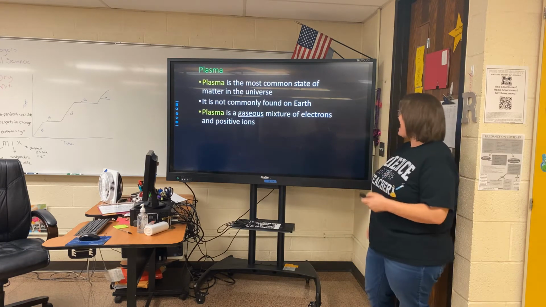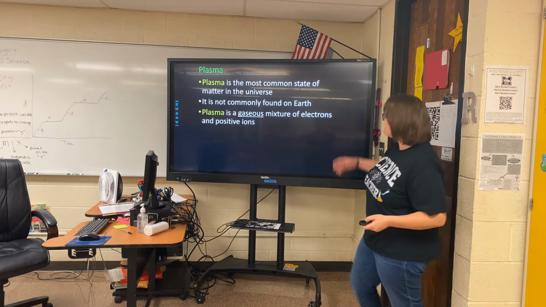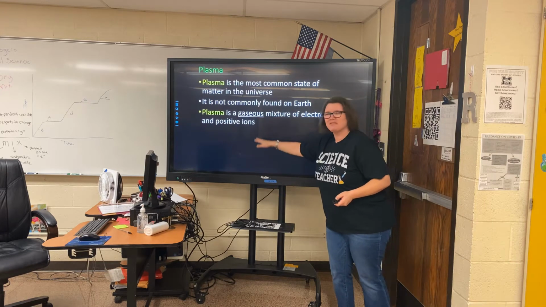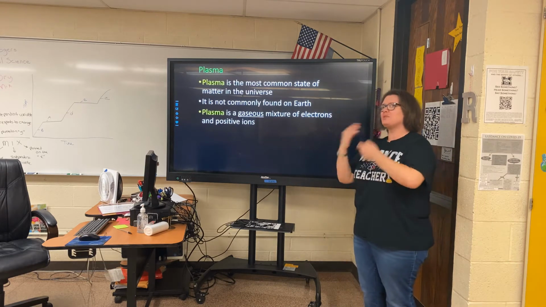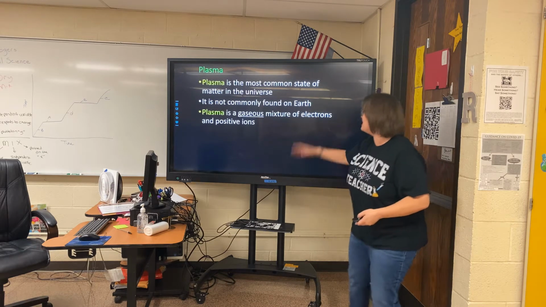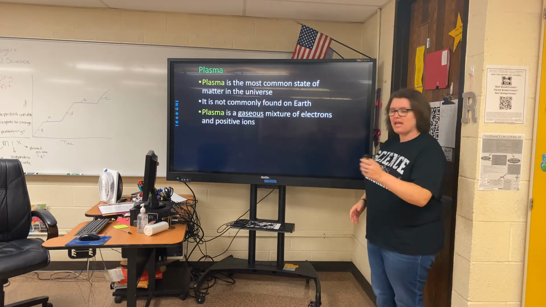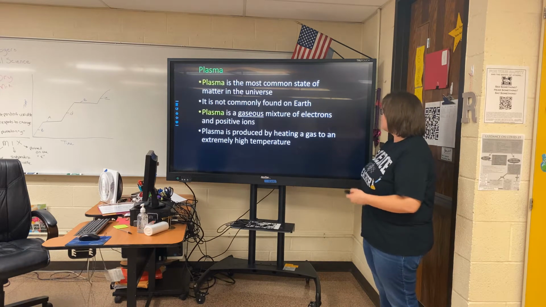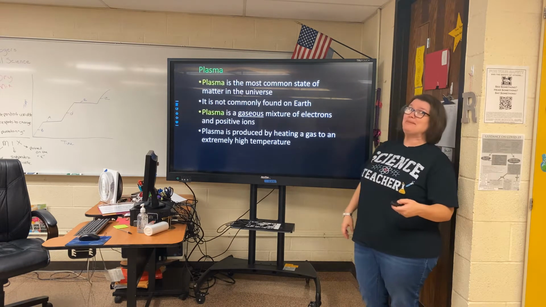Plasma is a gaseous mixture of electrons and positive ions. These electrons and positive ions, whenever they get in touch with any type of energy, that's when they start to react, and that's when we get to know things as a plasma, like lightning and so on. We need energy to flow through the plasma for us to actually see. Plasma is produced by heating a gas to an extremely high temperature.